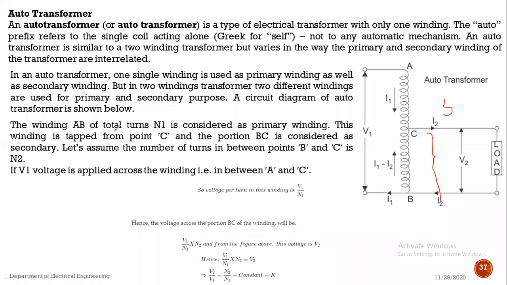See, the winding AB has a total number of turns. Suppose the winding from A to B, that means the primary side, has a total number of turns equal to N1, and the secondary winding from C to B has a number of turns equal to N2. That means this is only one single coil.